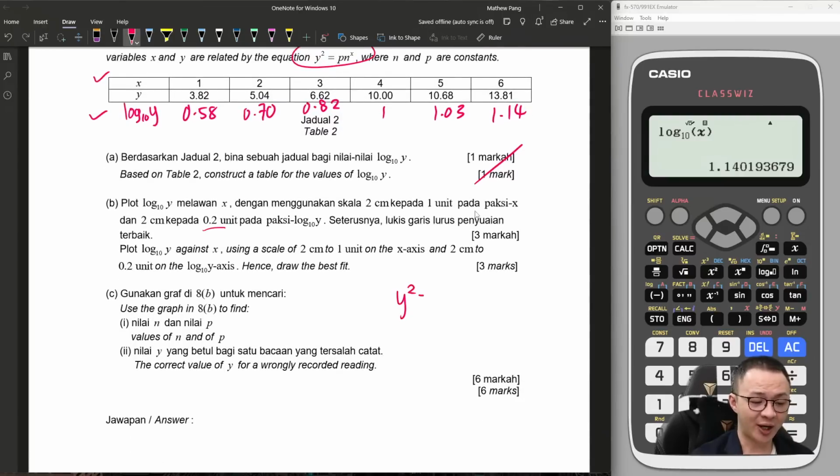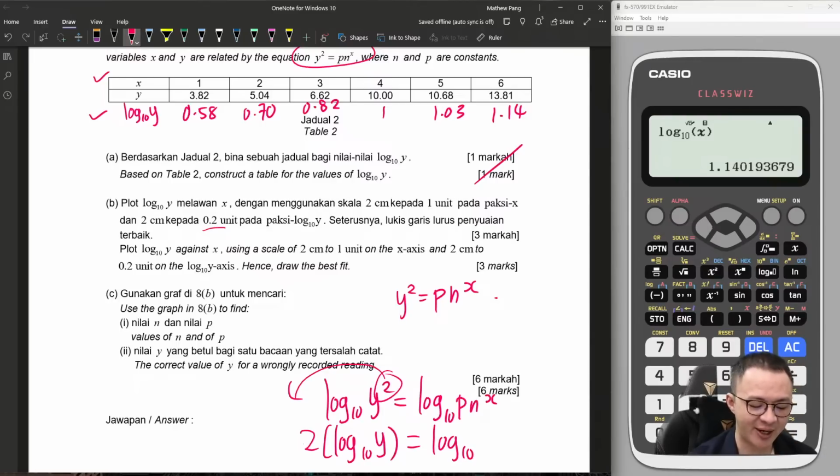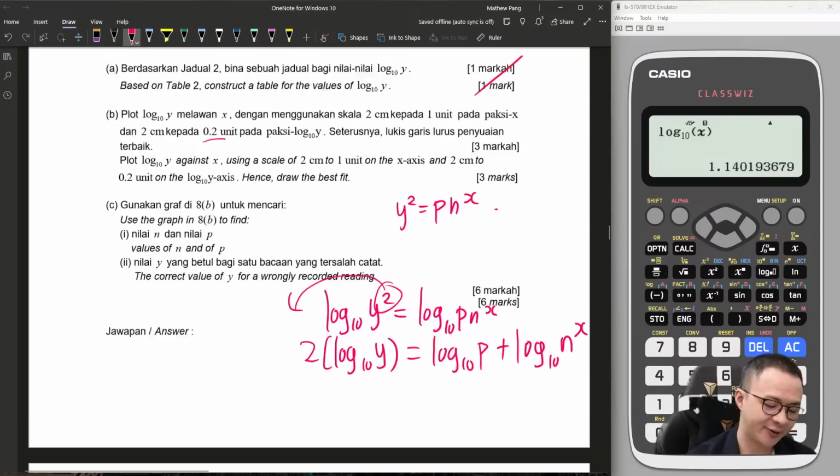So we have y squared equals p n power x. Obviously, you want to get log 10 y, isn't it? So therefore, add log 10 to both sides. So log 10 y squared equals log 10 of p n power x. The 2 I can move to the front for any log value. Then here is p multiply n power x, right? So it's log 10 p plus log 10 n power x.